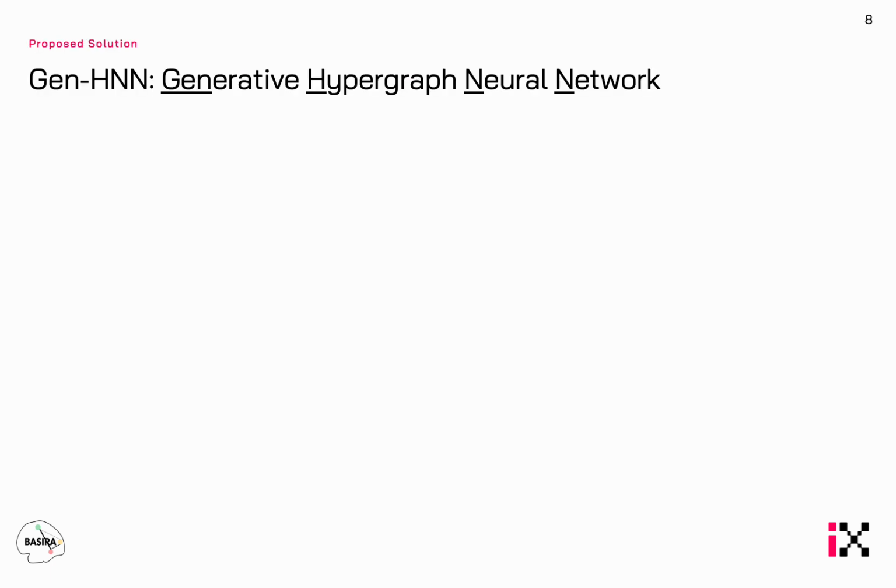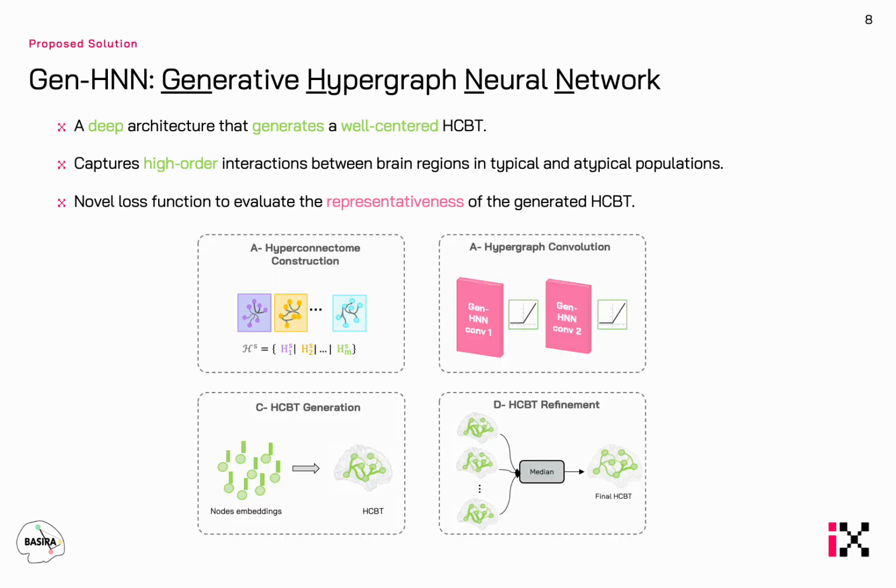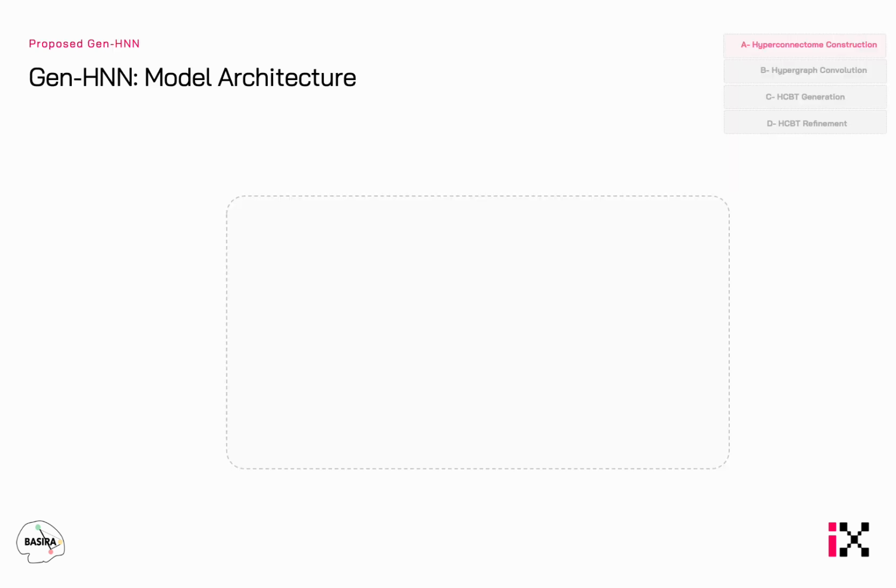In order to achieve this, we propose the Gen-HNN, which is a deep architecture that generates a well-centered HCBT, and it captures the high-order interactions between brain regions. We also introduced a novel loss function that evaluates the representativeness of the generated HCBT. Our model is composed of four components. The first one is the hyperconnectome construction.